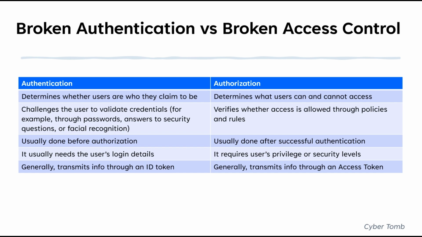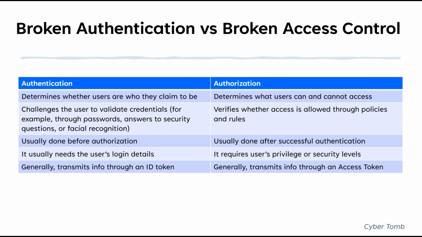Okay, let's say additional things about authentication and authorization. As we said, broken authentication is related to authentication. Authentication determines whether users are who they claim to be, while authorization determines what users can and cannot access. Also, authentication challenges the user to validate credentials, for example, passwords, answers to security questions, or facial recognition, while authorization verifies whether access is allowed through policies and rules.